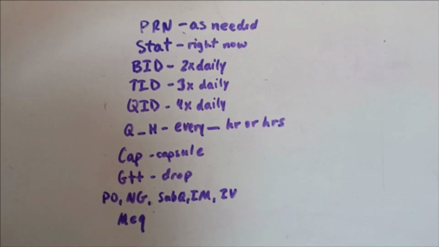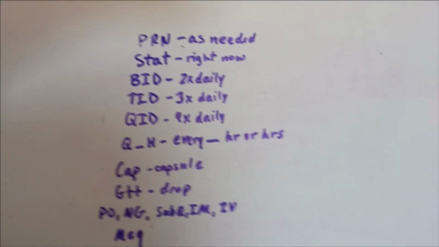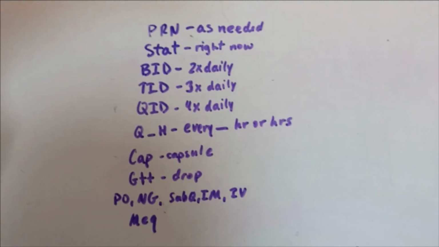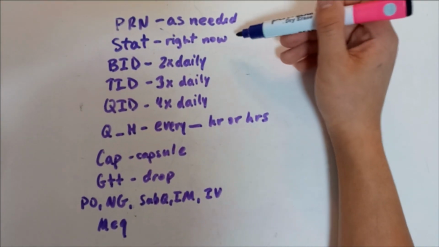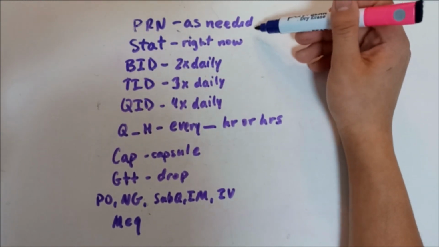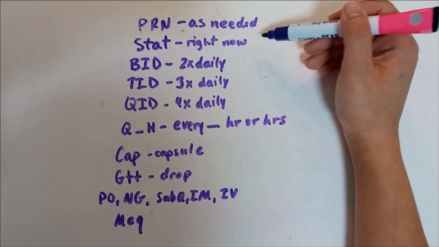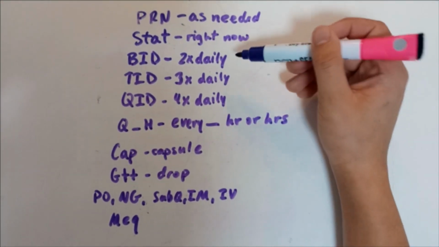Okay, so we'll start with some abbreviations you have to know in order to understand the question. The first one is PRN. This means as needed. Stat is you give it right now. These ones you don't really use whenever you're doing your calculation. It's just so you know what it means.